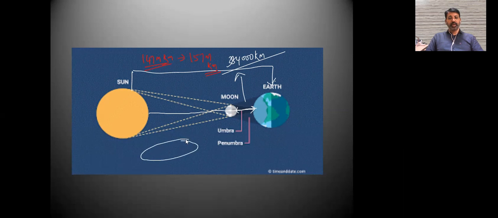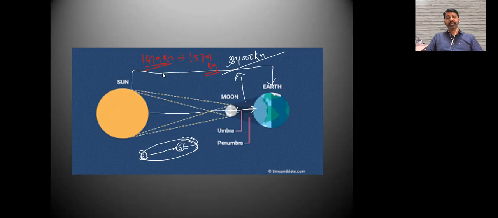So earth will revolve around an elliptic pathway. Suppose this is the sun. Earth will sometimes be here in this corner, where the distance will be very high, and sometimes it will be very close, so the distance will be less. So it is not in a circular passage.